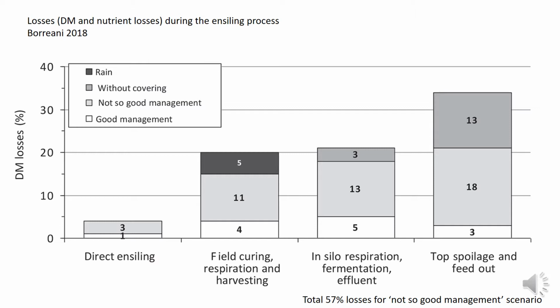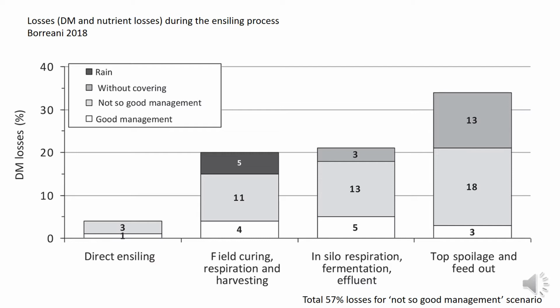There has been some published work on loss calculation by a group based in Italy. So I presented this figure from that work here by Borreani 2018. What they did here is they've looked at 4 different silage management scenarios, and they've used data from a number of studies to estimate the percentage dry matter losses that occur at each stage of silage making.